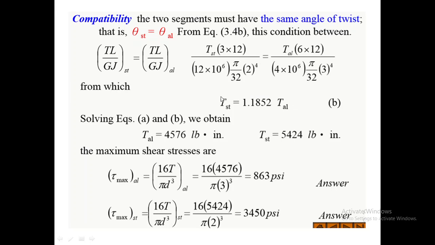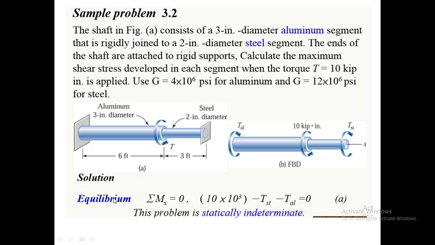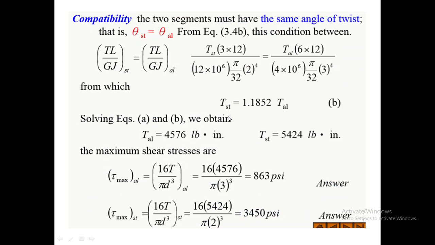So this is one equation, that is equation number 2 or B, and this is a compatibility condition. In the previous case we had the equilibrium condition that the sum of all the torques should be equal to 0. So substituting this now, if you substitute the torque in steel in terms of aluminium, we will get the torque in aluminium in Newton meter or pound inch. This is a different system, don't worry about that. The torque will be in Newton meters or Newton millimeters. Once you know the torque in aluminium, using this equation you can get the torque in steel also.